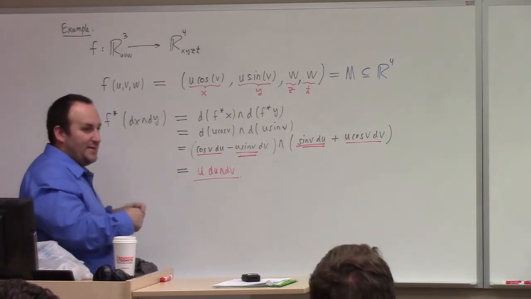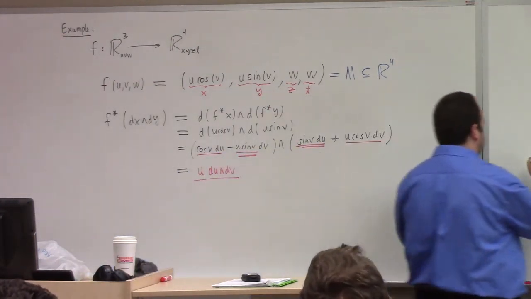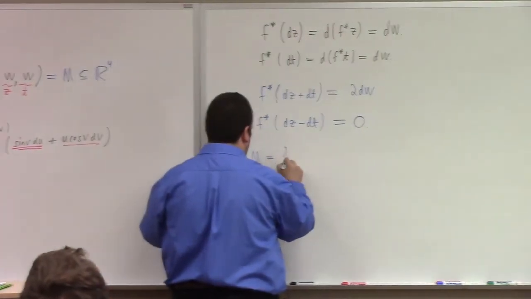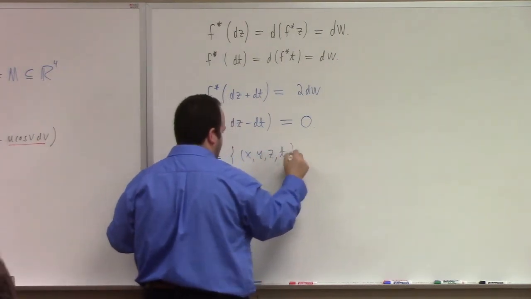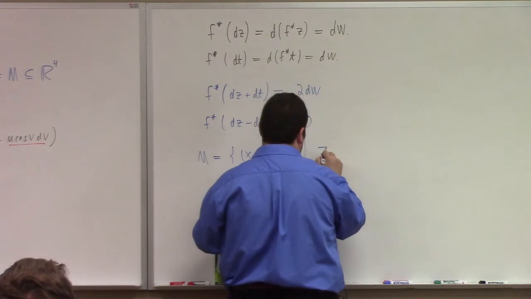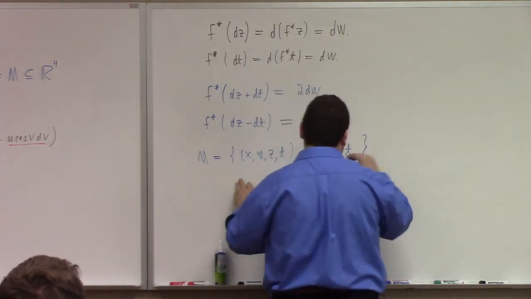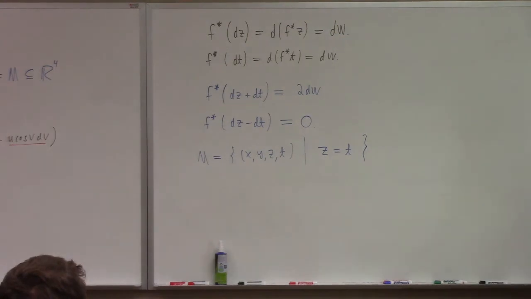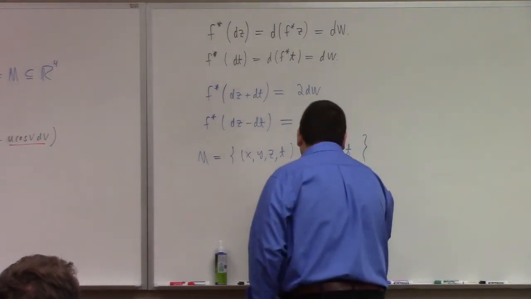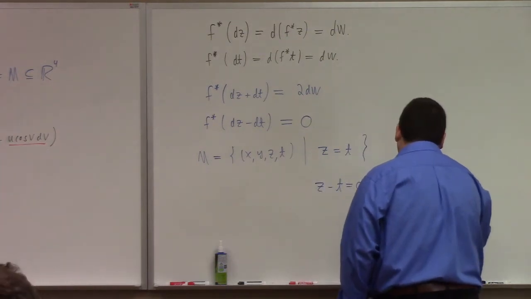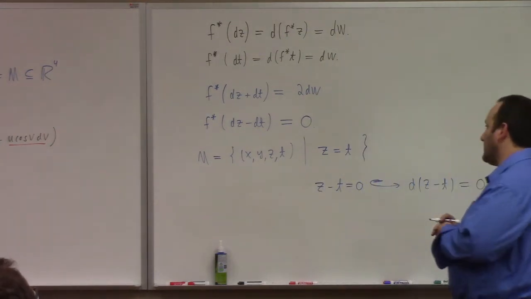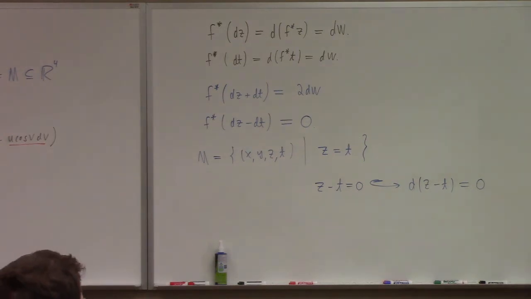What's the equation? M is what? It is the set of points x, y, z, t, such that what? Yeah, z equals t. There you go. That's it. So it's not especially surprising that since z minus t is equal to 0 on M, that says that the differential of z minus t is equal to 0. In other words, dz minus dt is 0 on this space.